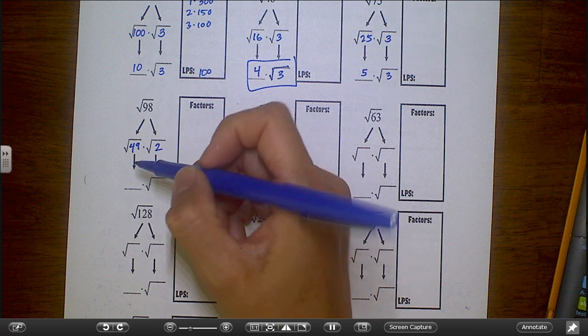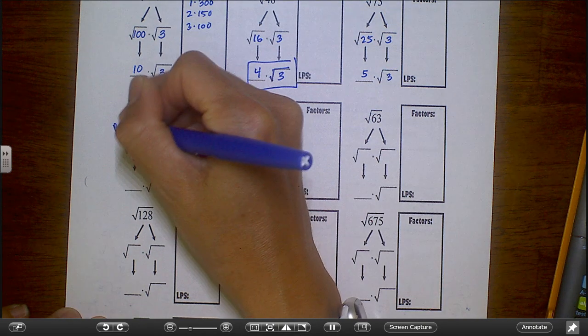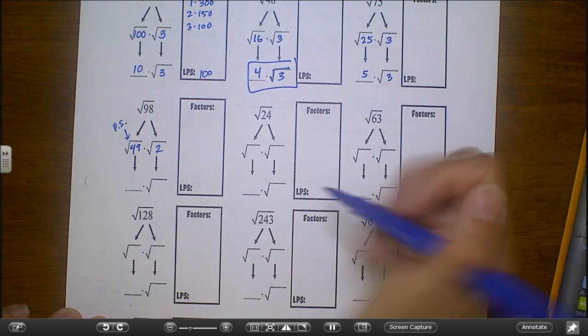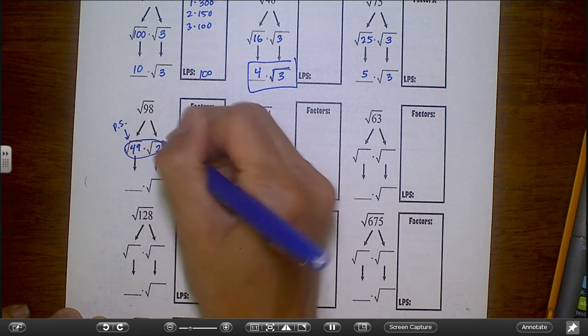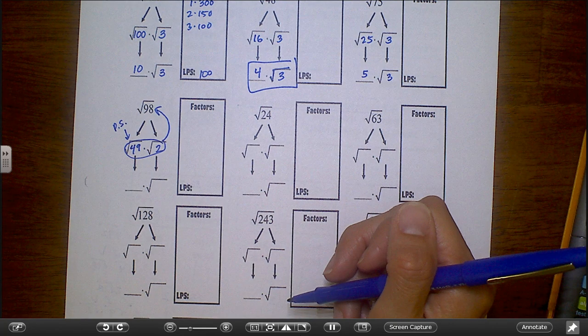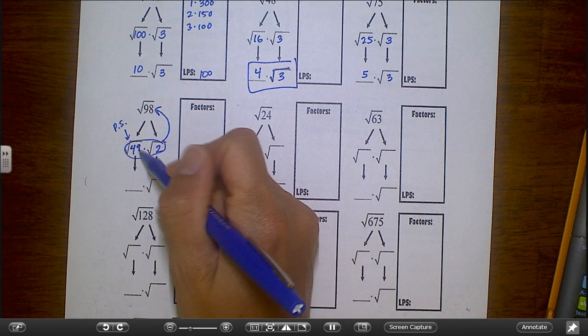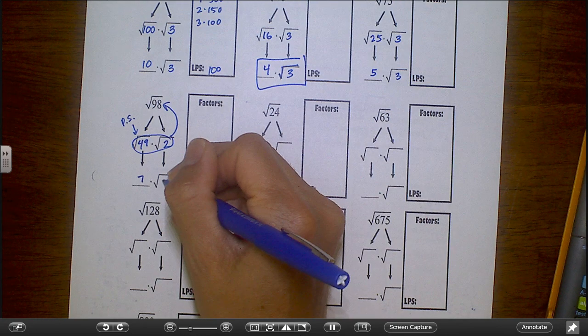And remember, there's two most important things. First of all, this one's a perfect square. Second of all, these two multiply together to get what was under your first radical. Those are the two things that need to happen here. So the square root of 49 is 7. The square root of 2 stays the square root of 2.